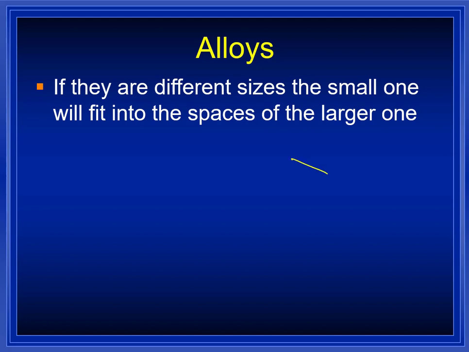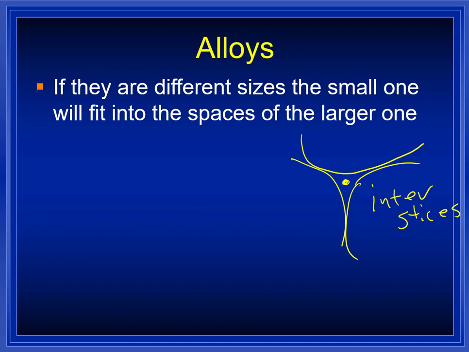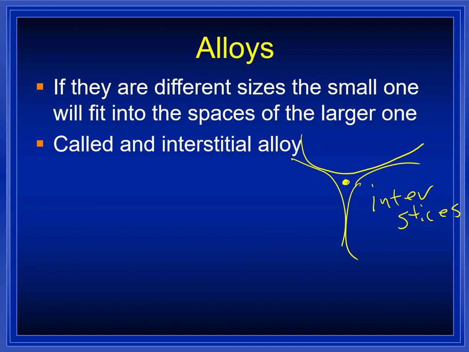Okay? So where round things come together, there's a space in between. That space in between is called an interstice. So intersection is where they run into each other. Interstice is the empty space in between. So they call these interstitial alloys. It's called interstitial because that blank space is called an interstice.